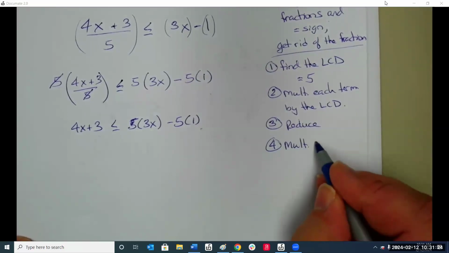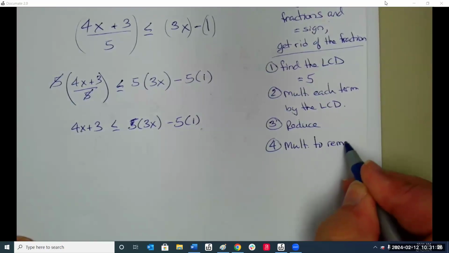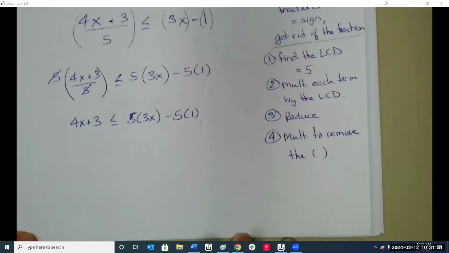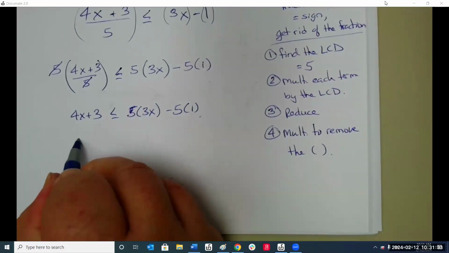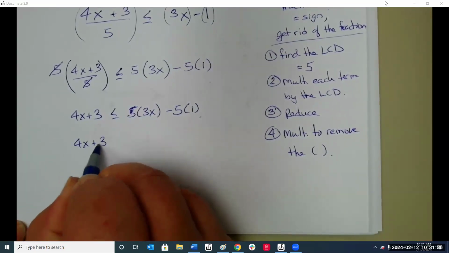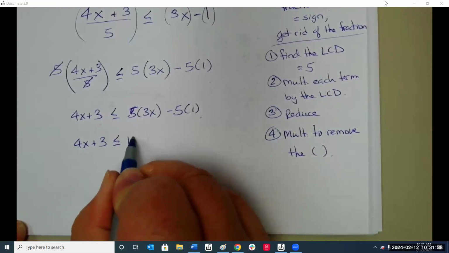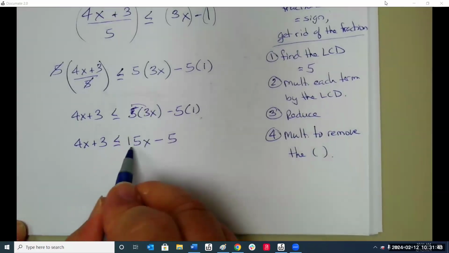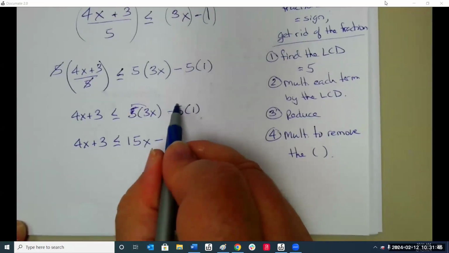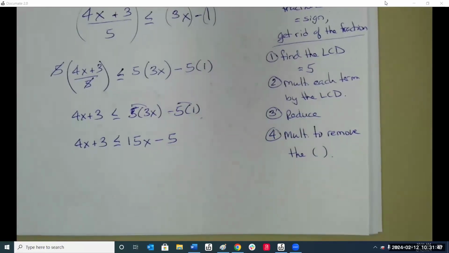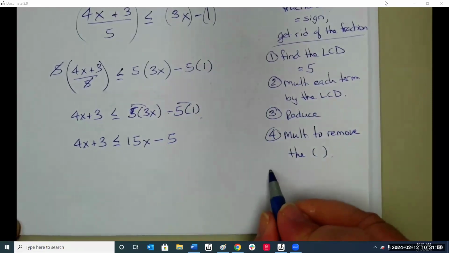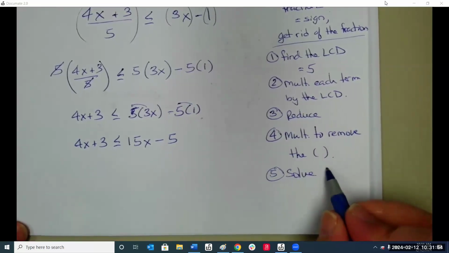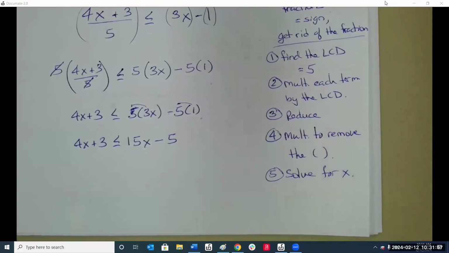Now we multiply to remove the parentheses. So 5 times 3 is 15. Negative 5 times positive 1 is negative 5. And solve for x.